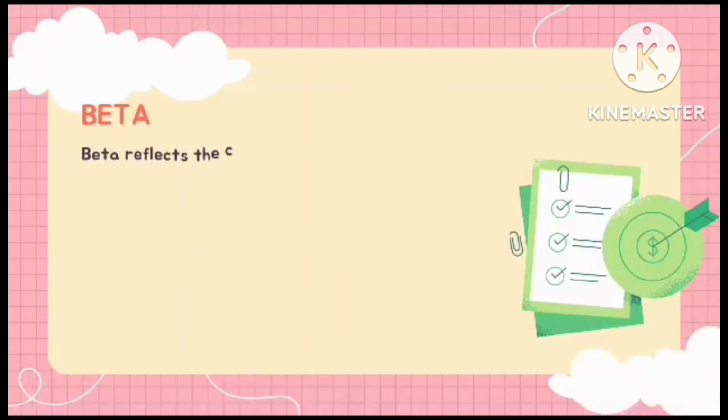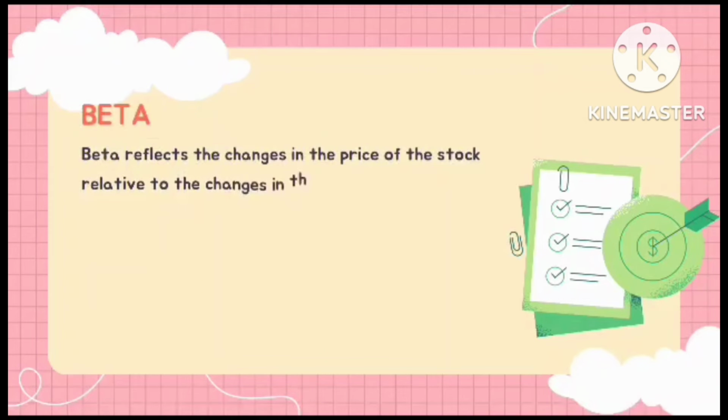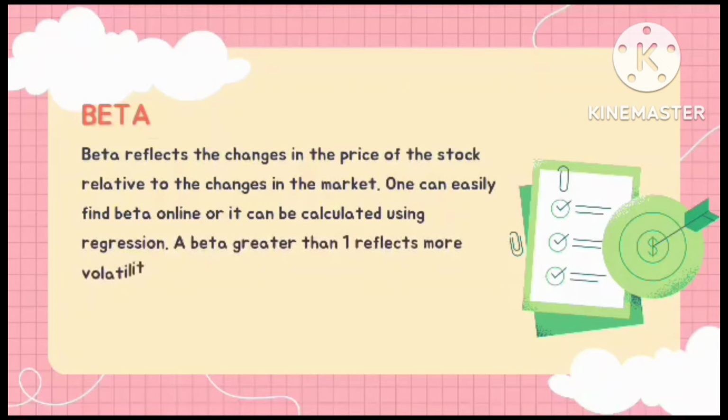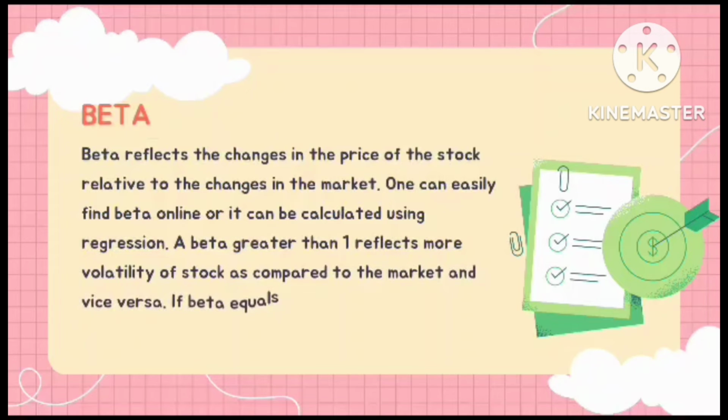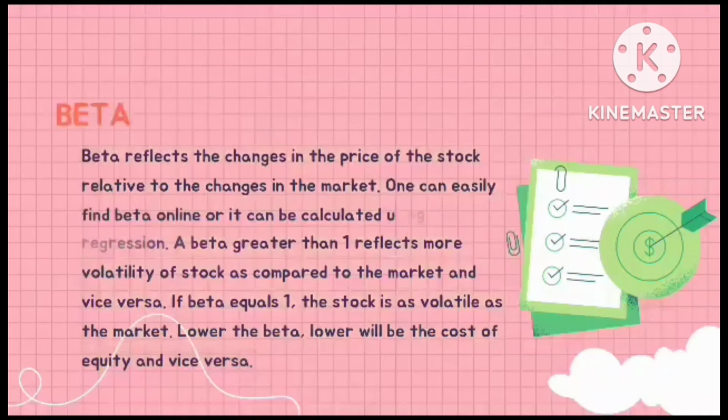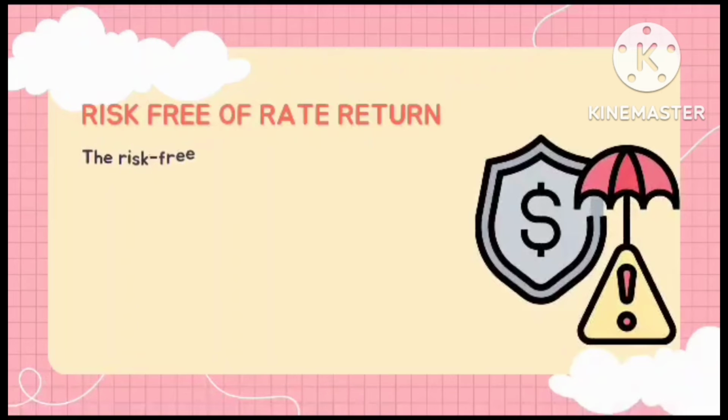Beta. Beta reflects the changes in the price of the stock relative to the changes in the market. One can easily find beta online, or it can be calculated using regression. A beta greater than 1 reflects more volatility of stock as compared to the market, and vice versa. If beta equals 1, the stock is as volatile as the market. Lower the beta, lower will be the cost of equity, and vice versa.